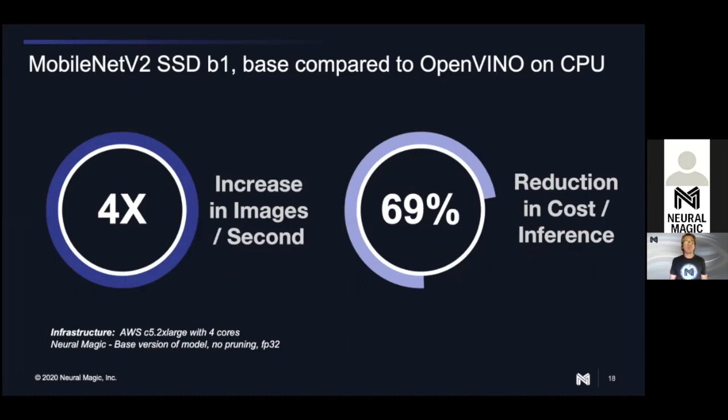This is MobileNet V2 SSD, batch size 1, running on a 4-core machine. You have a 4x increase in images as compared to OpenVINO and 70% reduction in costs, right? So this is an environment with just a really tiny CPU, runs at 34 cents an hour on demand. You can get great performance and drive your cost of inference down significantly as a result of that performance.